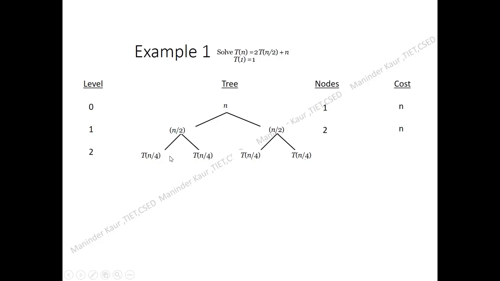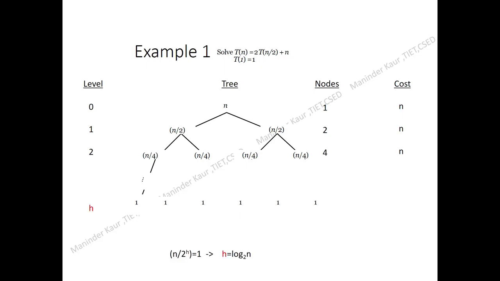We keep on expanding in a similar manner for the subsequent levels. In this level we get n/4 and keep on expanding. The number of nodes here will be 4, and when you add the cost at level 2, first plus second plus third plus fourth, the answer is again n, because it is 4 times n/4. At the last level, you will be converging to T(1) = 1. That means when you keep on splitting, the value will become equal to 1. In a similar fashion, you will get multiple ones at the last level.